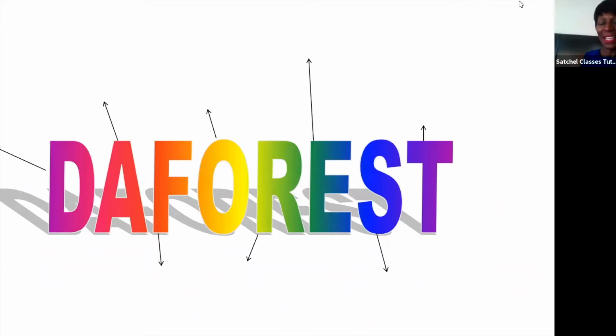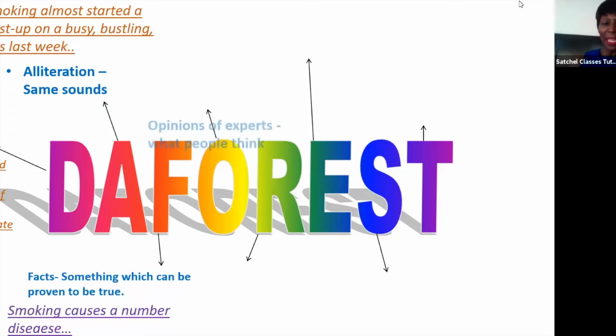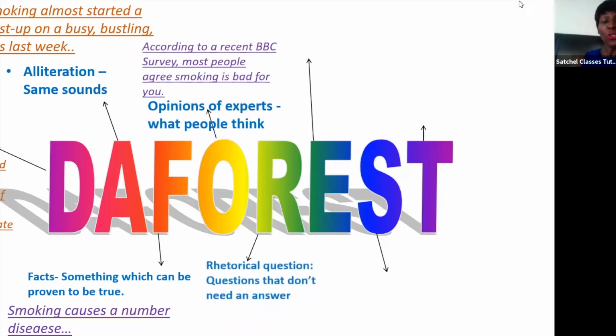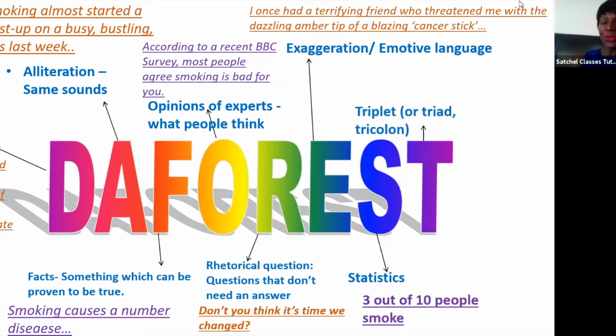Also, with your personality, your character, your identity, you should think about using persuasive techniques. Now, one way of knowing what persuasive techniques are is DeForest. So you use direct address, you use alliteration, you use facts and opinions from experts, you use rhetorical questions, use emotive language, statistics, and triplets or triads or tricolon, also known as the rule of 3. And the way that you use this is to really engage with your readers. You're using this wide range of different persuasive techniques to get that character, that personality, that identity, that persona across so that you are persuasive.